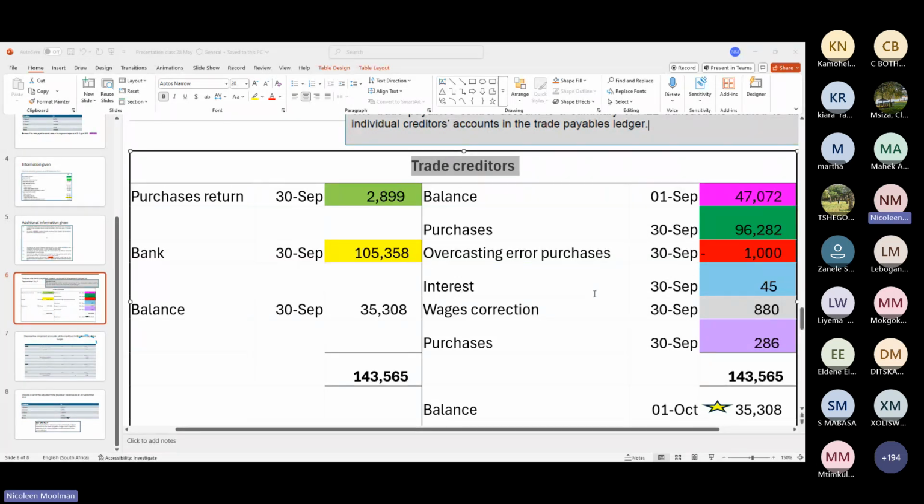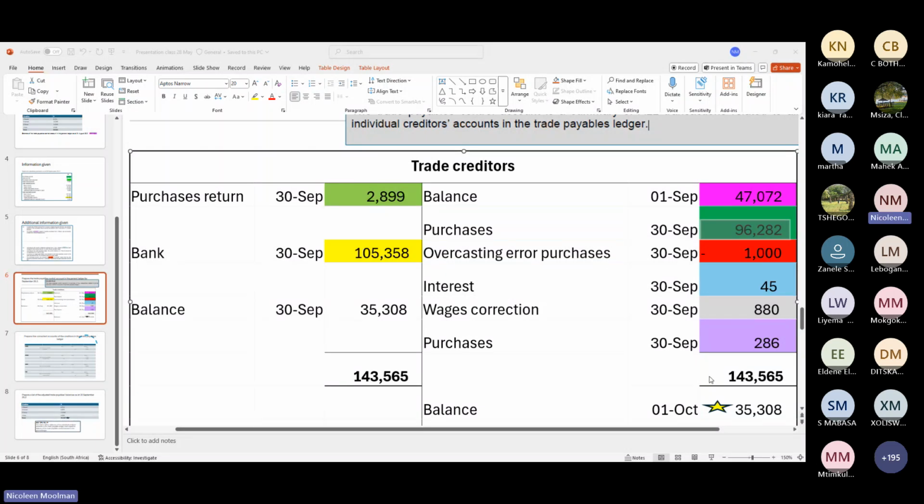Someone is asking, why can't you say 96282 minus 1,000 and record that answer? Absolutely, you can. I just split it out for you in the solution so you can see that that was the overcasting error purchases. But yes, you can just put it into one amount, 95282. I think it's good practice to show your workings and what you've done. As long as you show your working so that when your exam is marked, the lecturers can see how you got to your total if you missed anything else.